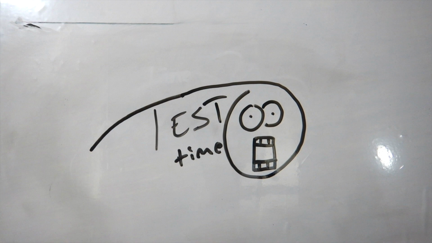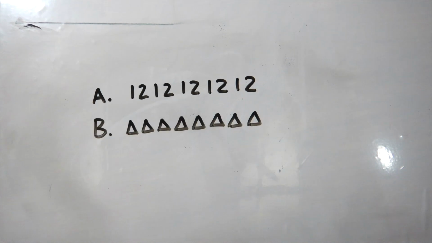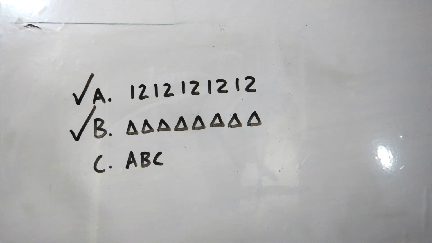Alright, time for a test! What? Just kidding, but I am going to ask you a question. Which one of these is a pattern and which one isn't? That's right. A is a pattern because it repeats, and B is a pattern because it repeats, but C just says ABC. There's no repeating.